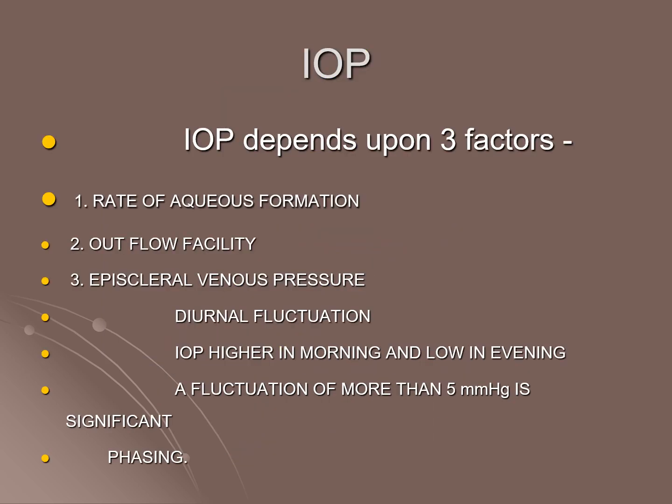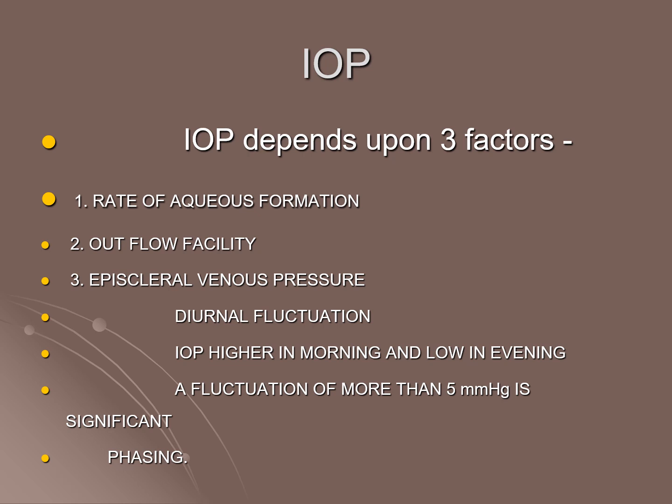So IOP depends upon two factors: the rate of aqueous formation and its facility of outflow. And intraocular pressure is usually higher in the morning and lower in the evening. A fluctuation of more than 5 millimeters of mercury is significant, and in initial cases of primary open-angle glaucoma, it is suspicious.